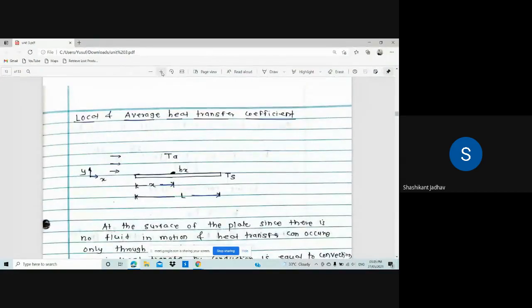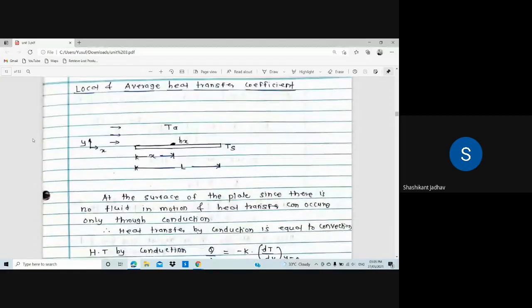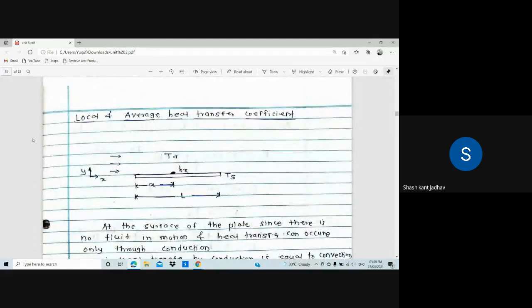In that, we considered two cases. Case one as T infinity is less than Ts, and second case as T infinity is greater than Ts. For those two cases, we drew the diagram for the thermal boundary layer. Then we discussed the significance of velocity and thermal boundary layer. Then we discussed the case of liquids and gases, and the case of oil and grease, which effect is more, that is whether the viscous effect is more or the thermal effect is more.